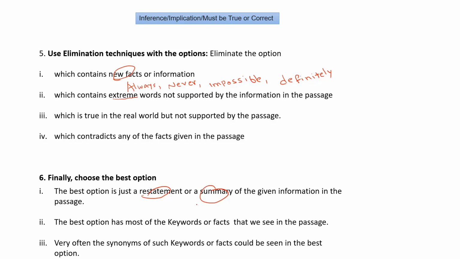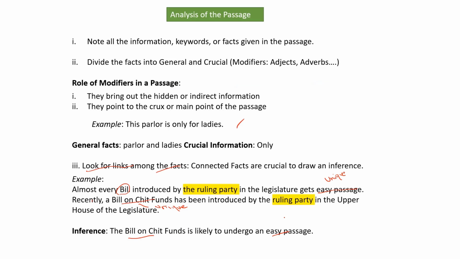That is the inference. And the second one, the best option has most of the keywords or the facts we see in the passage, right? If you go back to this, look at the keywords in the best option, I mean the inference. The bill of chit funds, it is there in the passage. Is likely to undergo. See, likely, this is not an extreme word, right? This is a moderate word.